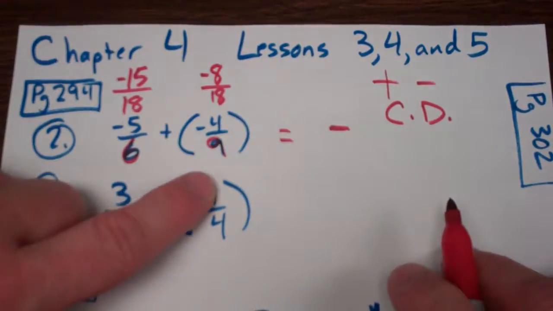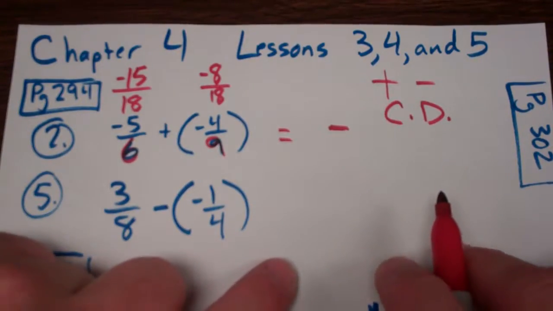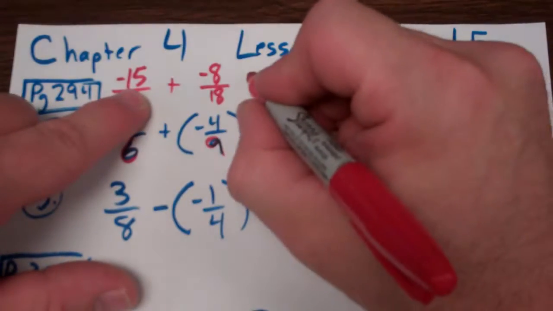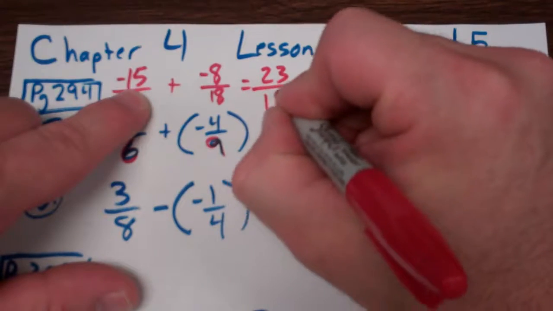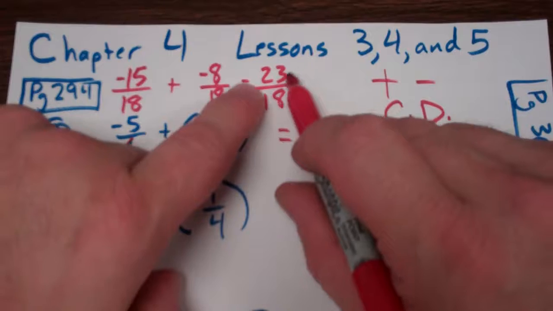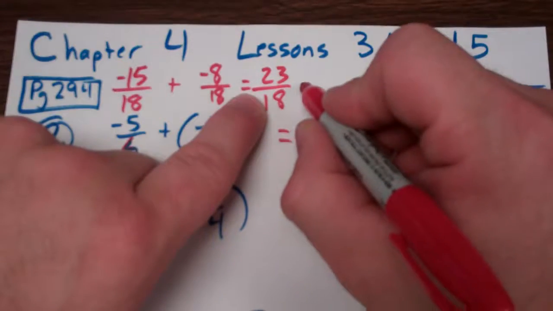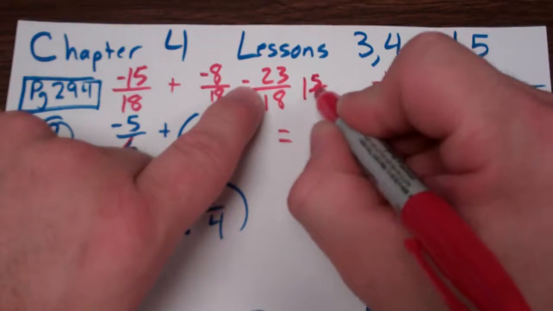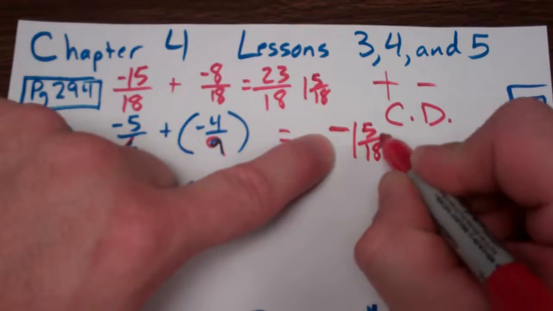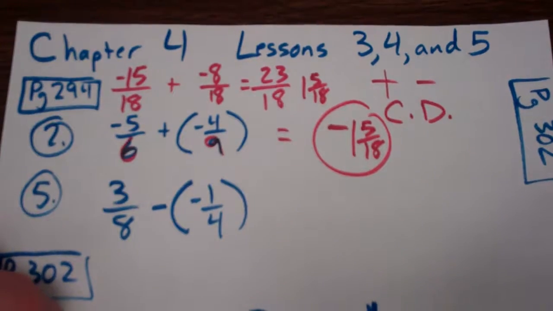I already know I'm going to add and use that same sign, so I'm really dealing with their absolute value. So 15 and 8 is 23. We do not add the bottoms because that's just the size of piece we have. So I have 23 18ths. I can divide that. 18 will go in there once with a remainder of 5. And I already know my answer is negative. So negative 1 and 5 18ths.